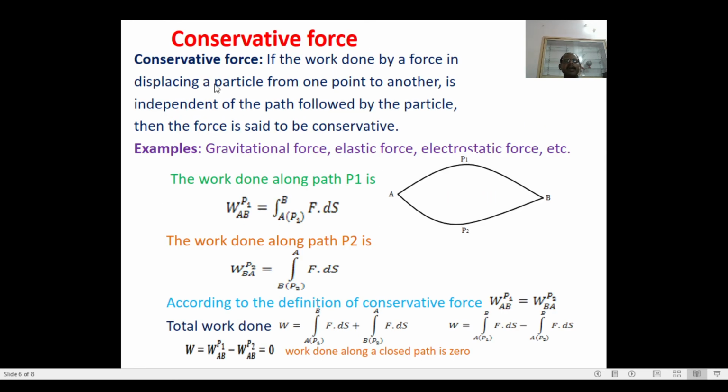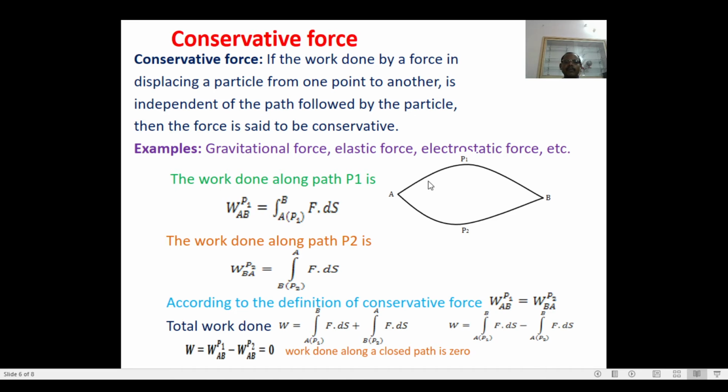Conservative force: if the work done by a force in displacing a particle from one point to another point is independent of the path followed by the particle, then the force is said to be a conservative force. Examples: gravitational force, elastic force, electrostatic force, etc.